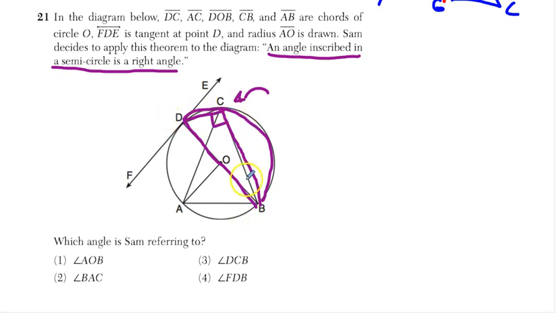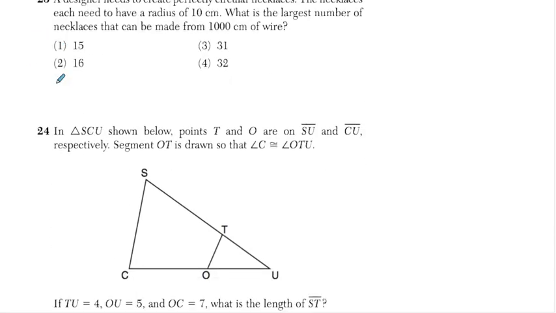So we have an angle inscribed in our semicircle. We know this, we've learned this. This makes a right triangle as well. So that's just angle DCB or BCD. DCB. Done.